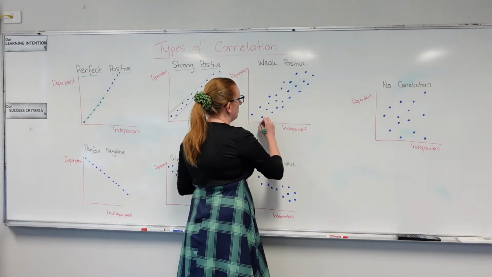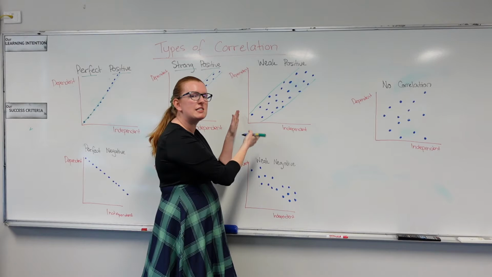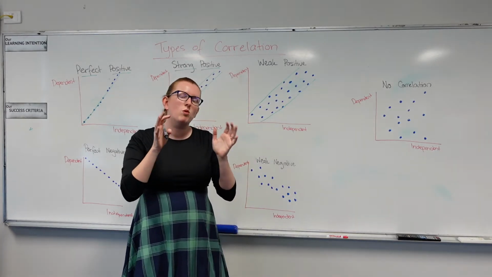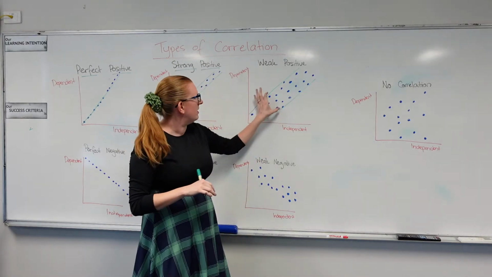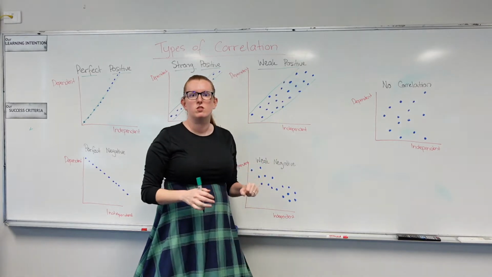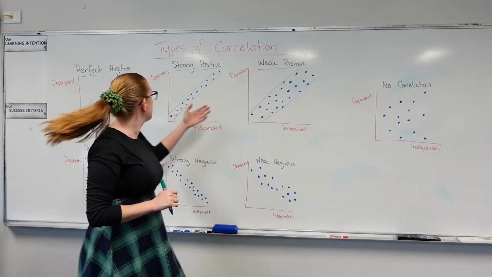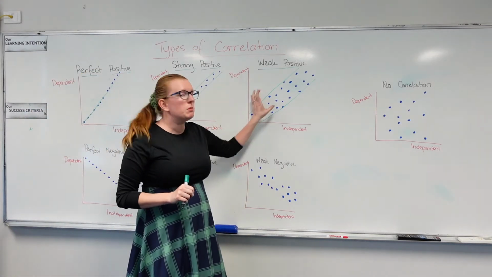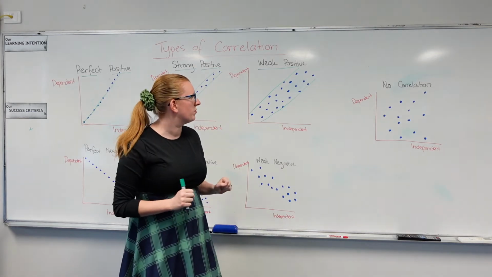Next up, we have weak positive. So here, if I drew some lines around my results, you can see they are all heading up in one direction, but there is quite a big gap between some of the scores. So that's called weak positive. It's still positive, but it's not as clear cut as, say, perfect positive, where they're all directly in a perfect line. They are positive, yes, but the correlation isn't as strong.